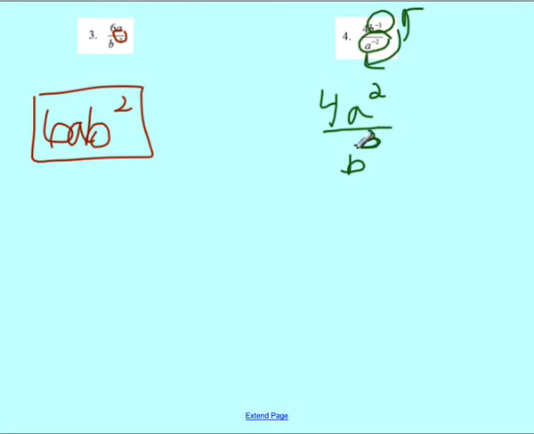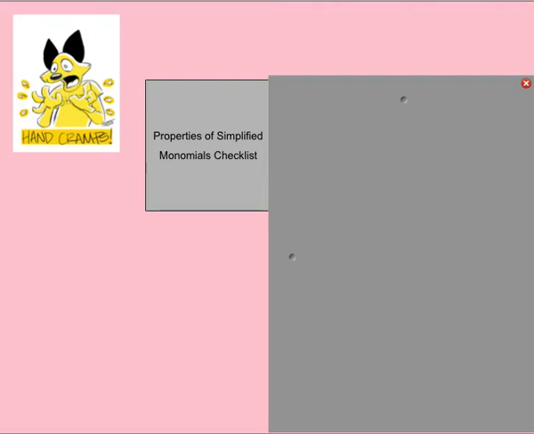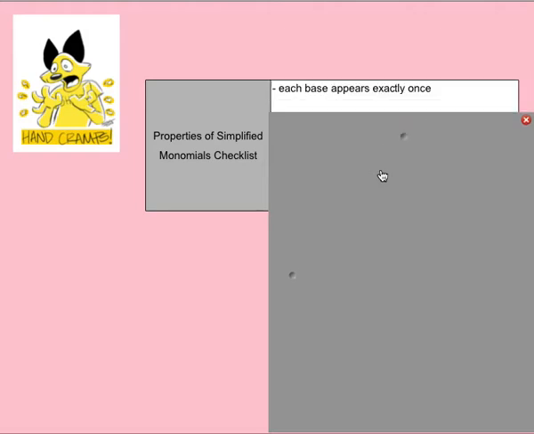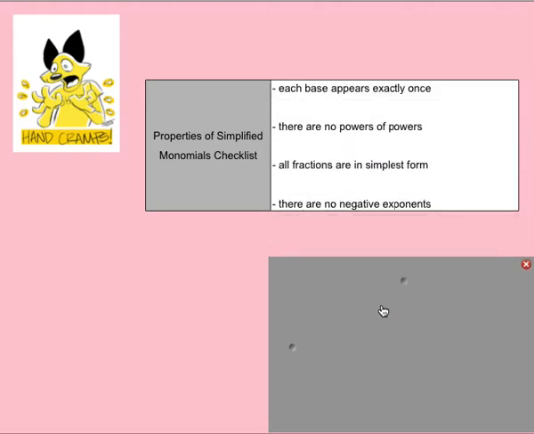Similarly to our other note sheet, we talked about properties of simplified monomials. Because we've added a few new rules of exponents, we have a couple more things we need to check. Just like with multiplying monomials, we need to make sure that each base appears only once, so each letter only appears once. There are no powers of powers. We don't want to have a squared to the 3rd power. That's not fully simplified. All fractions are reduced. And the new one that we're adding is that there are no negative exponents. If you leave a negative exponent in your answer, it is not fully simplified.